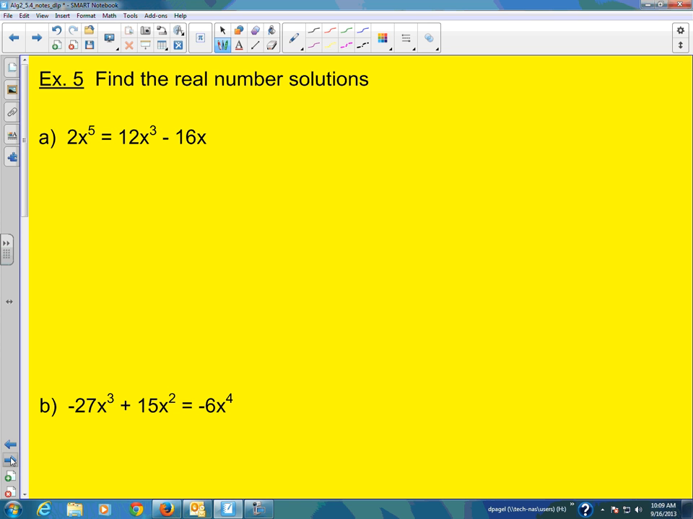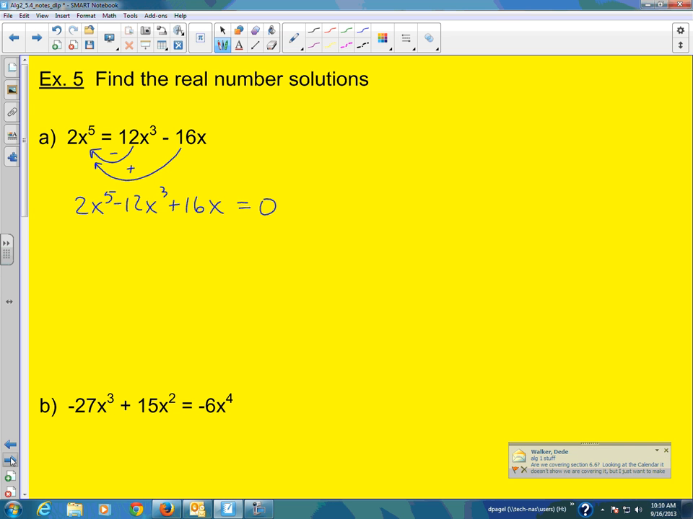All right, so looking at A, we will put ourselves in descending degree order. I like to leave my lead coefficients positive. So that means this 12x cubed would subtract to this side, and my negative 16x would add over here, and I get 2x to the fifth minus 12x cubed plus 16x is now equal to 0. So we're going to use this factoring practice we've been working with, and then come up with actual solutions.